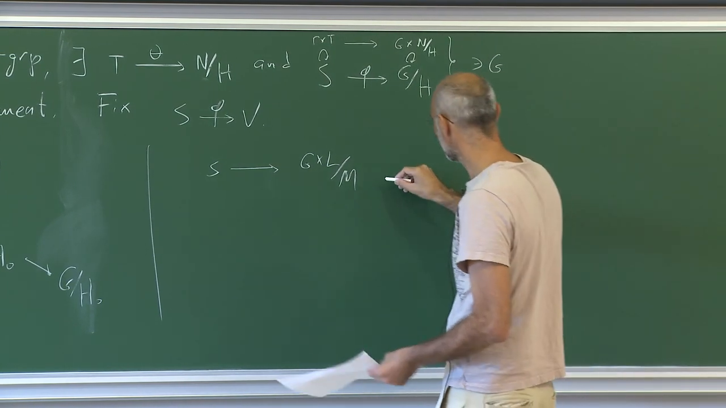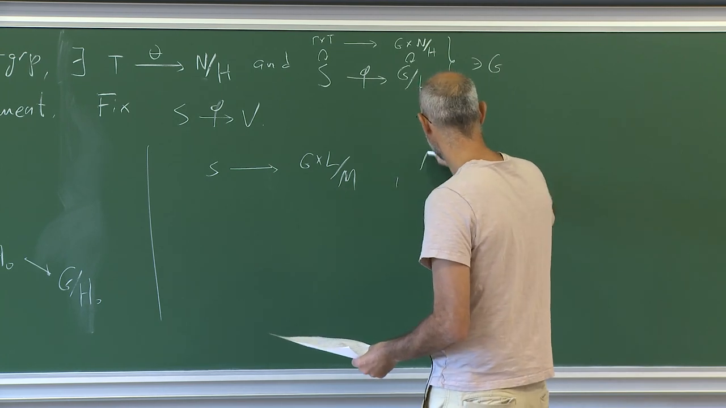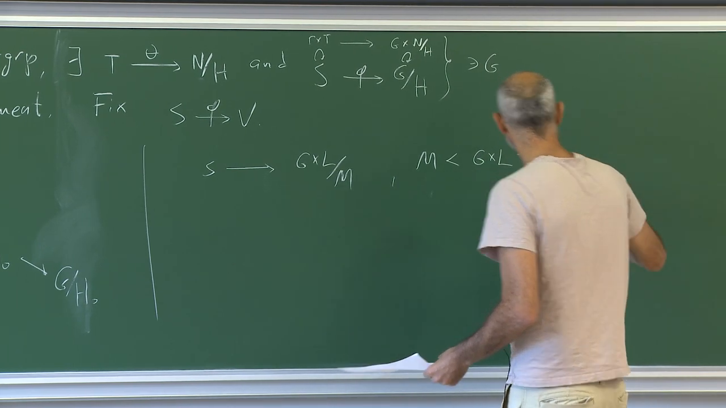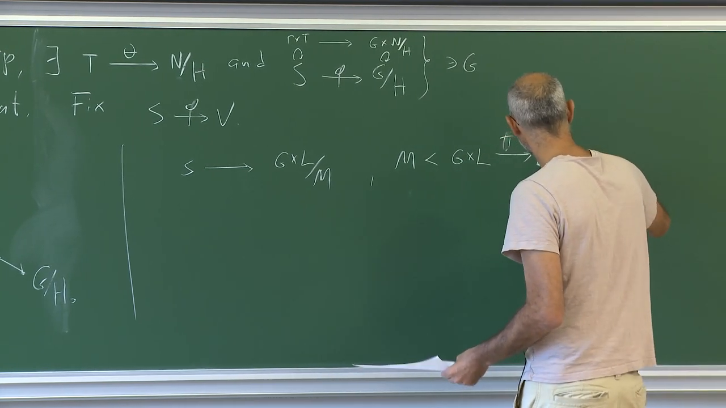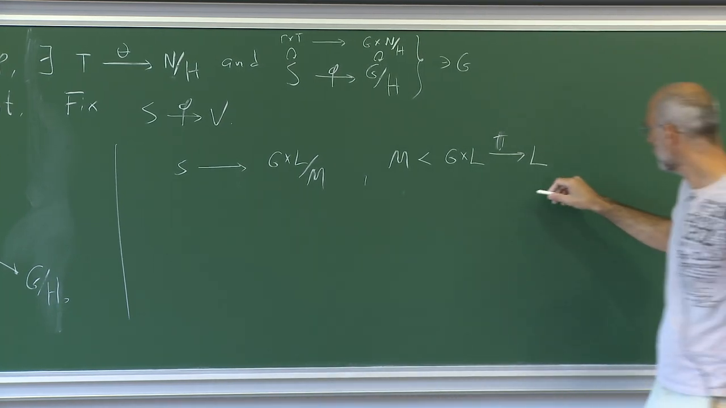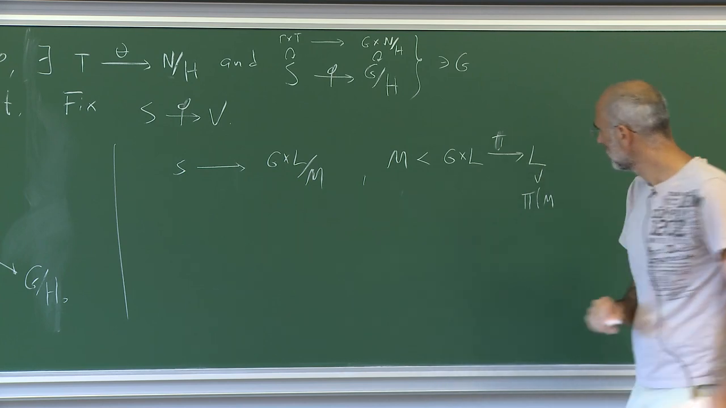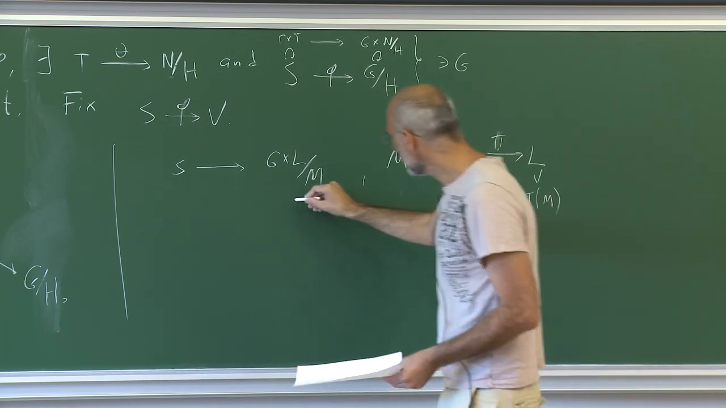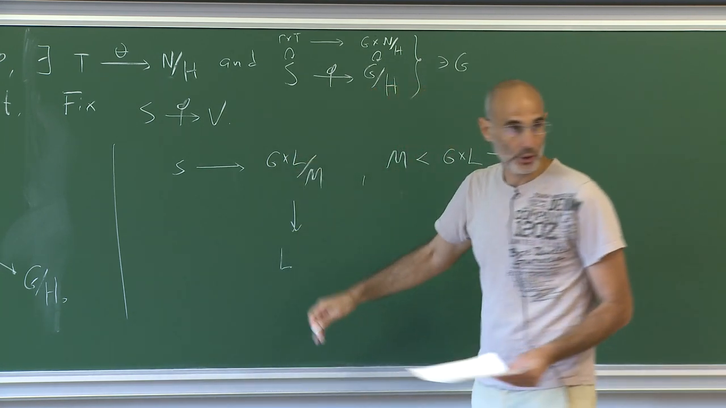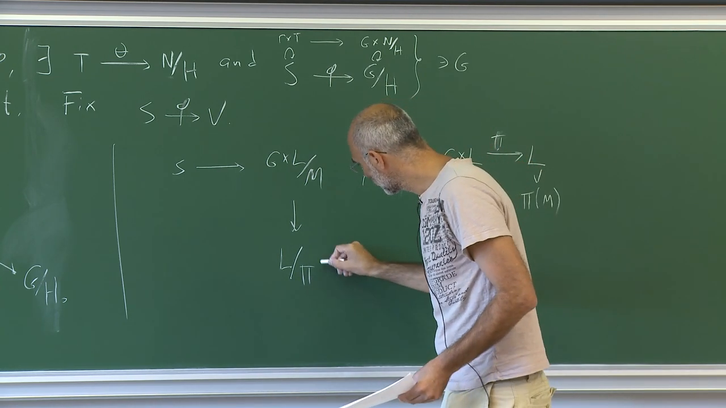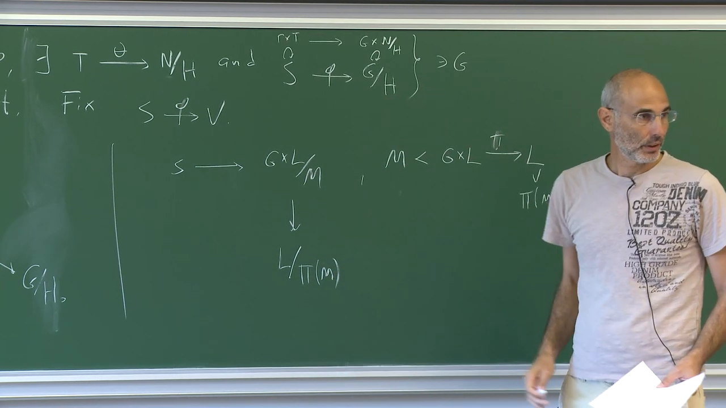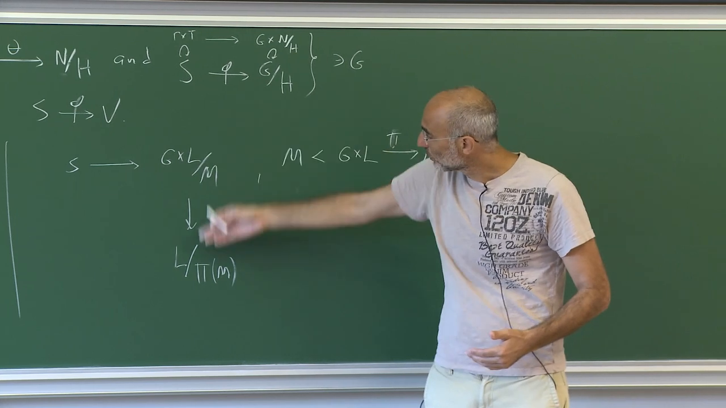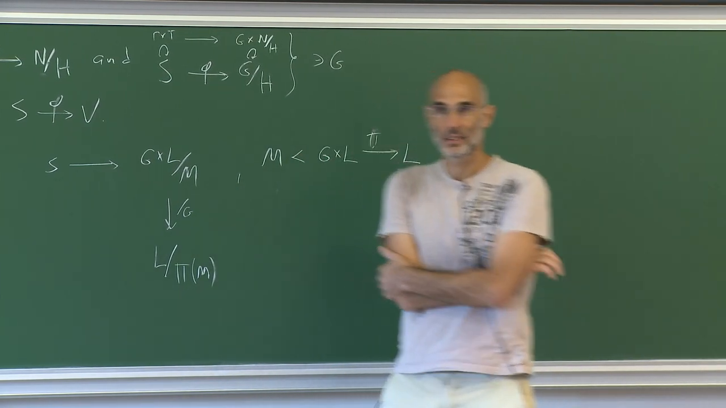And again, M here is a subgroup of G times L, and take pi, the map to L. So in here I have pi M. And now let's project on this L coordinate. So the result of the projection will be this thing, L mod pi M. I just somehow took the space of G orbits in here.